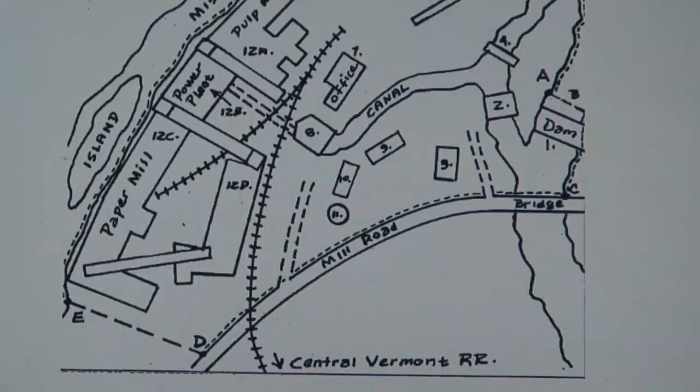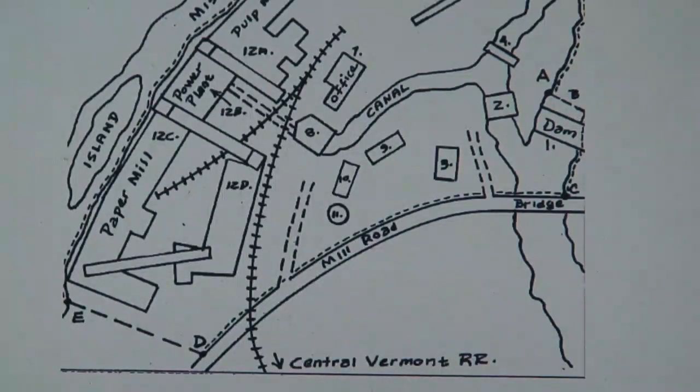Although the name changed from Missisquoi Pulp and Paper Company to Saxton Industries and other names, and is presently known as West Rock, it is still the same mill that has been continually processing paper products for nearly 125 years.